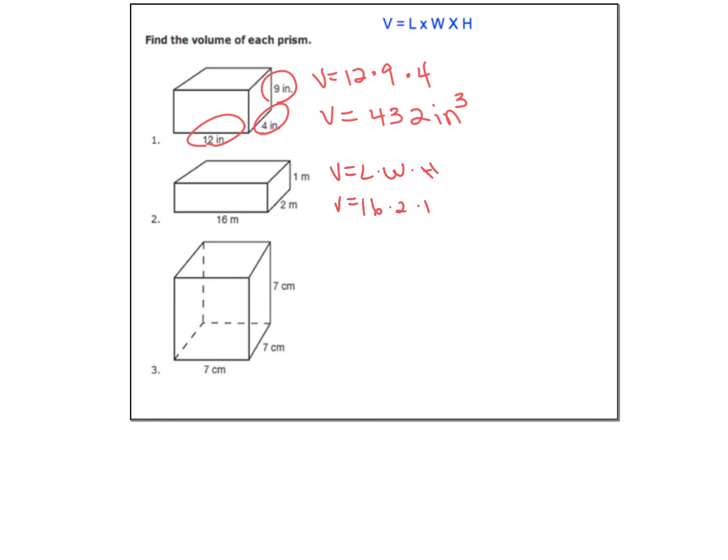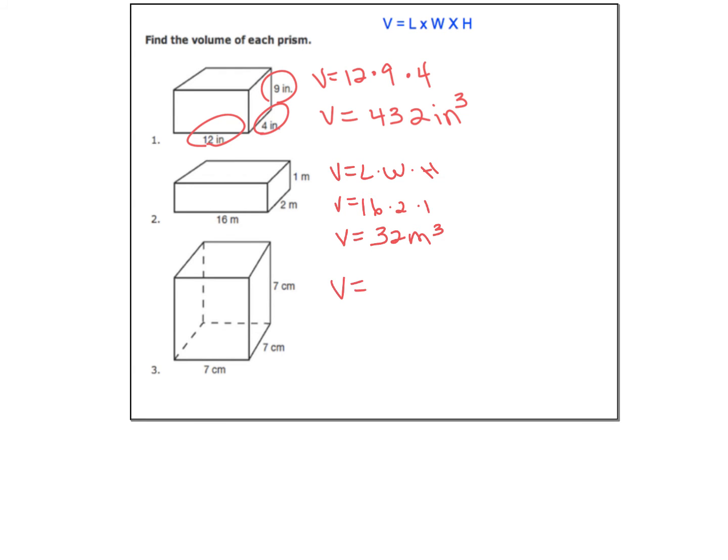So 16 times 2 is going to give us 32, and 32 times 1 is 32. And then you're going to add that unit on, meters cubed. All right, so one more. I'm going to have you pause the video and give this one a try and see if you get to the same answer that I do.